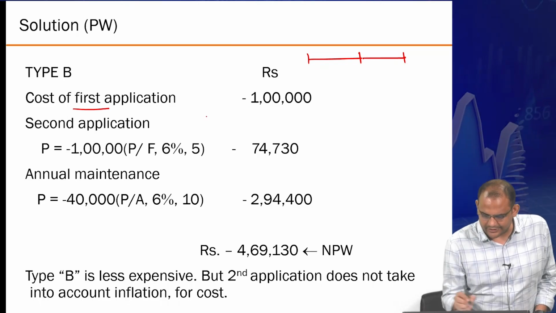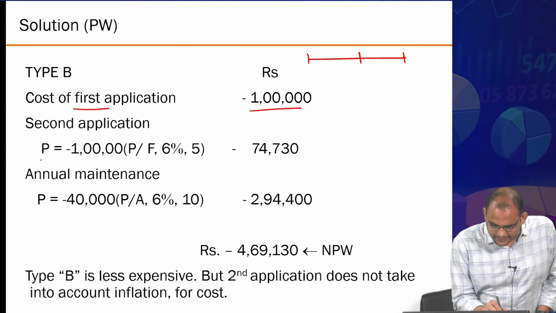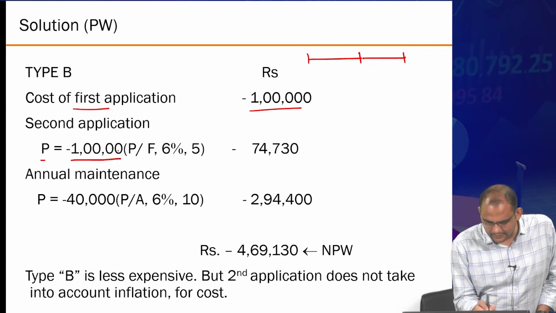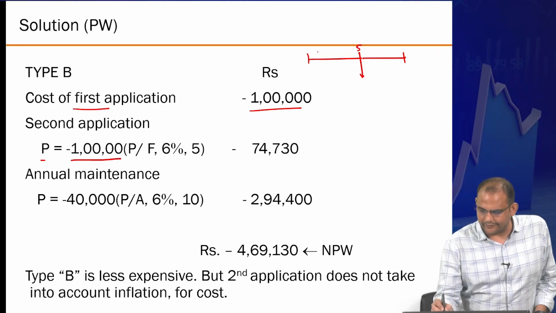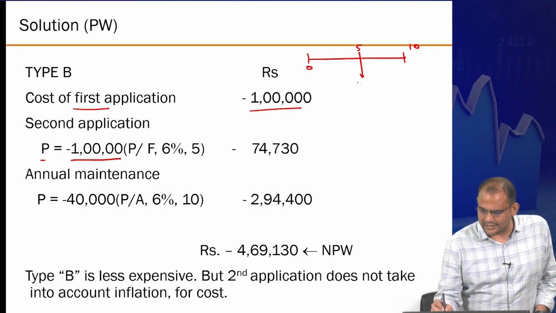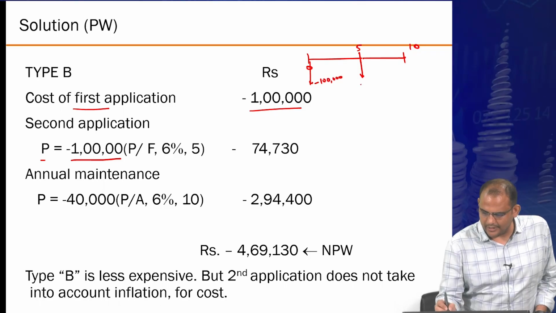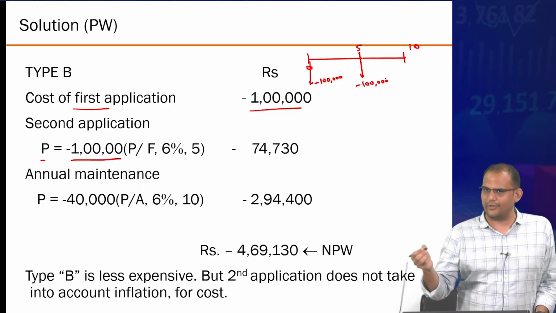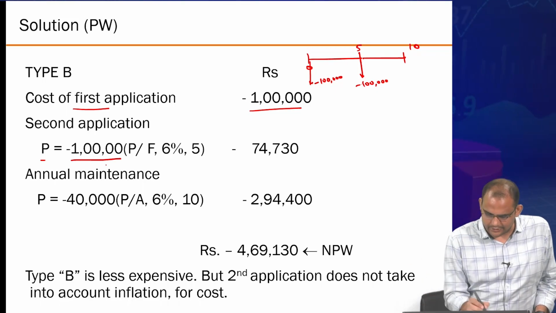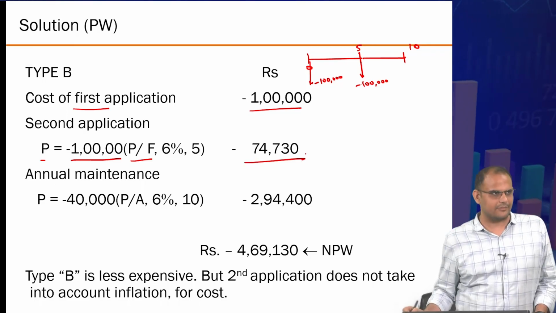The first application, the cost is minus 1 lakh. Second application, the cost is, because it's occurring at the end of year 5, right? So this is minus 1 lakh rupee. Again in the second cycle, another 1 lakh rupee will be required for cost, right? Because you need to recreate. So that value converted to P by F, 6% 5, that comes out to be this value.